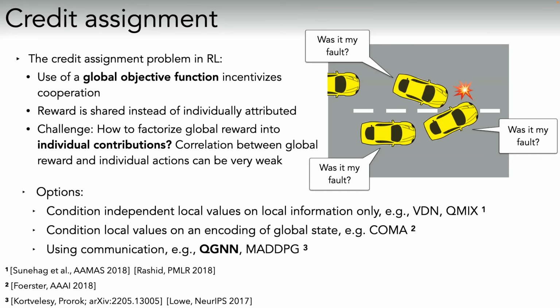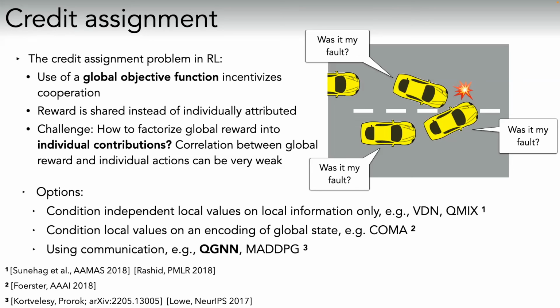There are different ways you can try to view the credit assignment problem. So you can condition independent local values on local information only. But that's actually pretty limited, because you're assuming that agents' policies are independent. And in many cooperative problems, they are not independent. Some ideas that go beyond that is saying, okay, so if they're not independent, then I need to encode some sort of representation of the global state. But that implies that you have access to that during training and that you can do that in an efficient way.